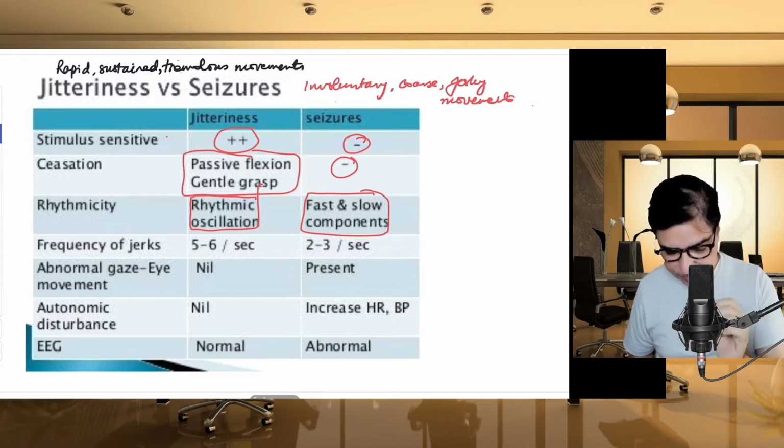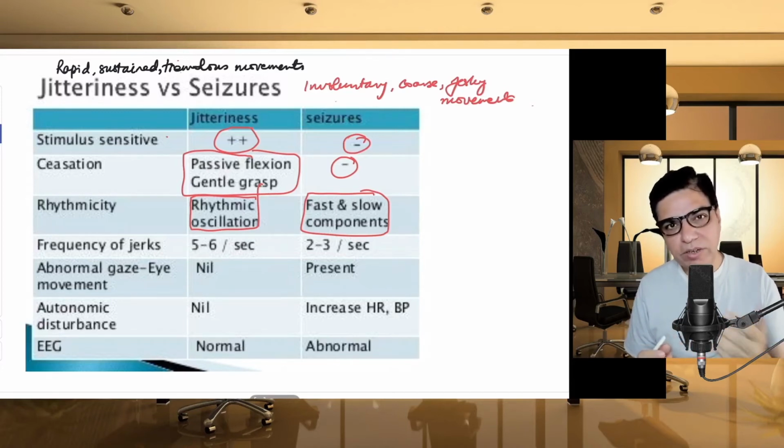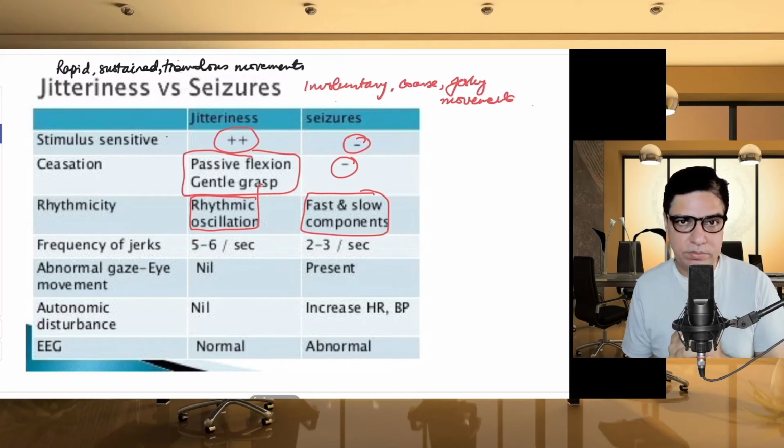Another very important differentiation between the two is the autonomic phenomena. Seizures always have autonomic changes associated with them. For example, if a baby has got seizures and you attach him to the monitor, you will see a change in the heart rate. Either the heart rate would increase or decrease. The respirations might increase or decrease or might totally stop. And the third thing is the saturations would drop. So these autonomic phenomena always happen in case of seizures.